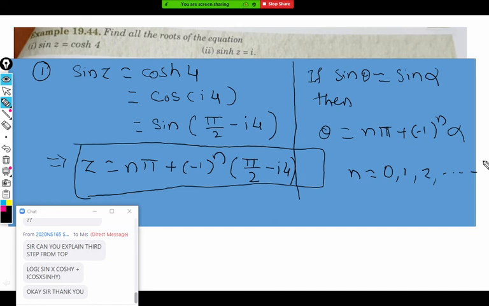The important thing is this one. This result you should know. Sine theta equal to sine alpha, then theta is n pi plus minus 1 raised to n into alpha. So we have to know the general solution of all trigonometry sine, cos, tan. No, you just take this only example. But if it comes, this will only come. There is no other questions in exercise also on this.